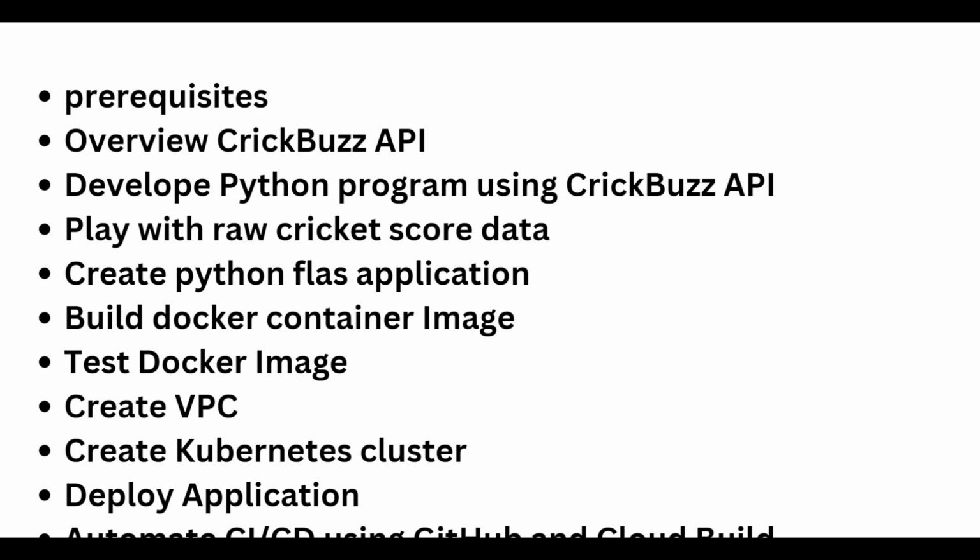Okay, so then I am going to use GKE. As I said, I am going to use Google Kubernetes Engine for this application deployment. So first I will create a VPC, the networking part of Google Cloud, and inside that VPC I will create my Google Kubernetes Engine, and then I will deploy the container image which I created and pushed to my container registry. Then on that Kubernetes Engine I will deploy my container image, and at the end I will try to automate the complete CI/CD process using GitHub and Cloud Build.